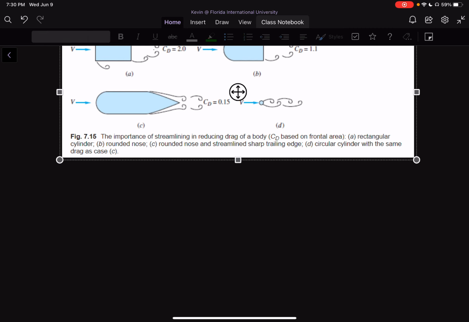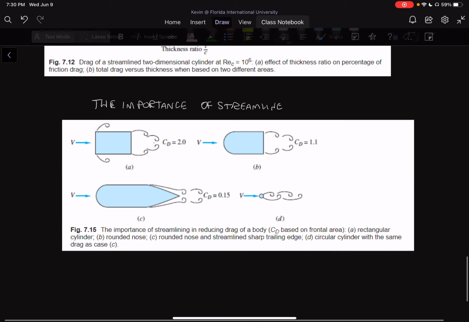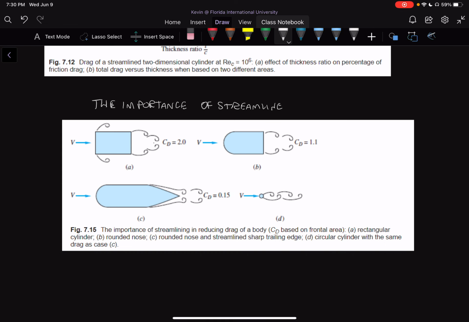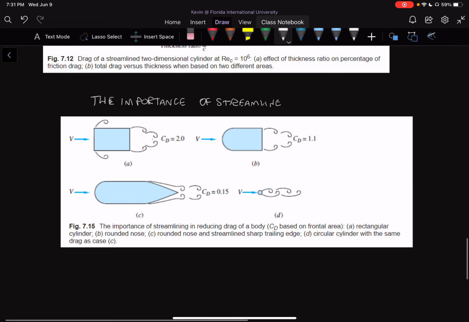We can see that with different shapes, we can now experimentally find what is happening to those shapes if we just have them inside our flow, okay? And if we have velocity hitting essentially a rectangular cylinder, okay, just a rectangular piece of material, we see, okay, we just have a rectangle here on the top left, we can see that our CD is equal to 2.0.